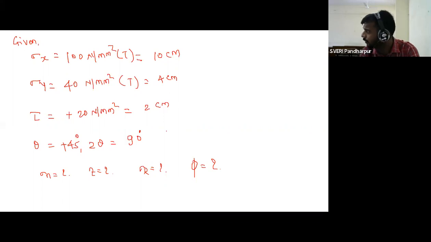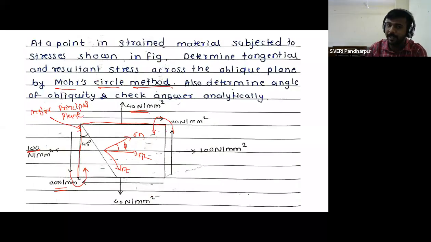समजते स्टेटमेंट. Now see our figure. मेजर प्रिन्सिपल प्लेनला आपला शियर स्ट्रेस कसा रोटेट होतोय? अँटी क्लॉकवाइज, म्हणजे तो निगेटिव्ह रिजन मध्ये आला पाहिजे. आणि मायनर प्रिन्सिपल प्लेनला 20 न्यूटन पर mm स्क्वेअर कसा रोटेट होतोय?